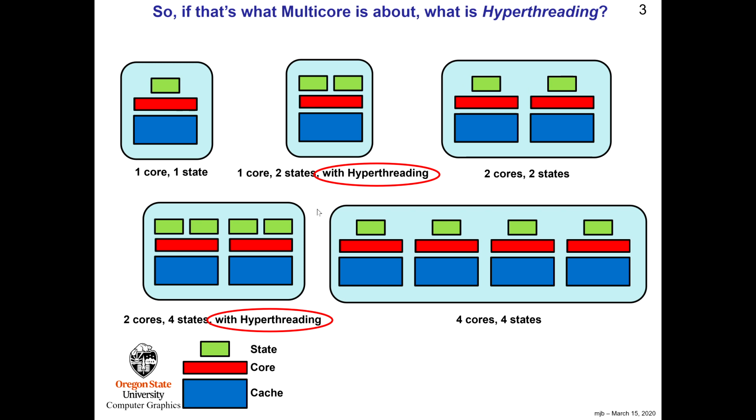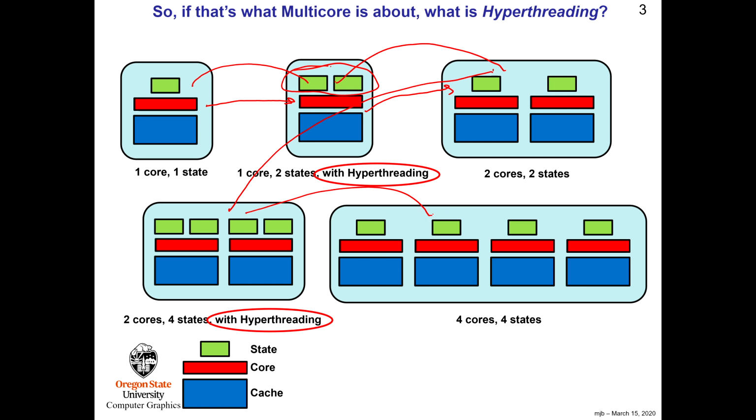Again, if you don't have enough chip capacity yet to put two cores on, what you do is put one core on, but two states. And the states are registers, program counter, and stack pointer. Then when you get more chip capacity, you now double the cores. So here we're doubling the states, here we're doubling the cores. Here we're doubling the states, here we're doubling the cores. And anytime you have more states than cores, that's called hyperthreading.